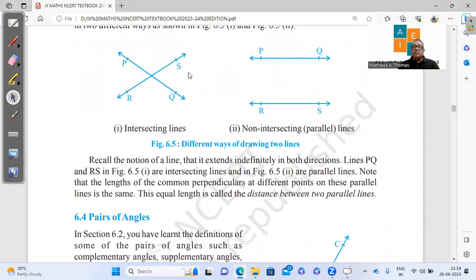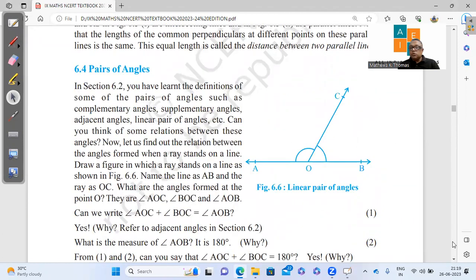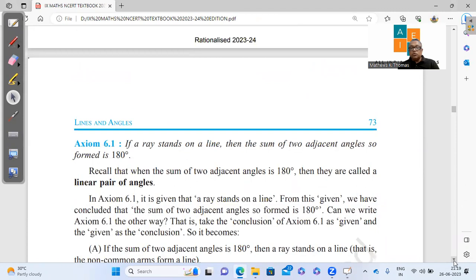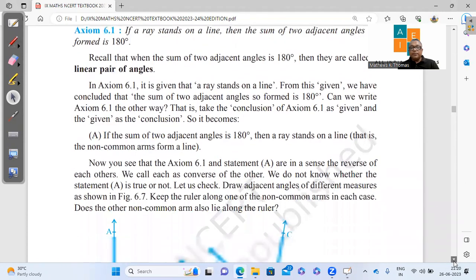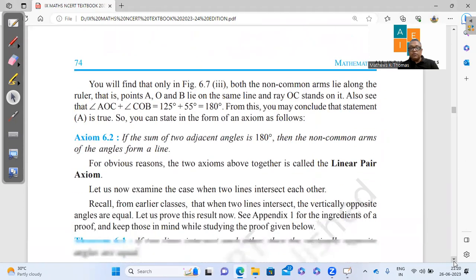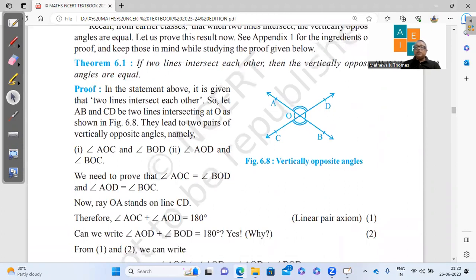So intersecting lines, and the opposite of that, non-intersecting, that is parallel lines. Parallel lines will never intersect even on extending indefinitely, right? So having gone through this, we will go through the next one, that is the proof. So let me take out the proof of the vertically opposite angles equal, right?